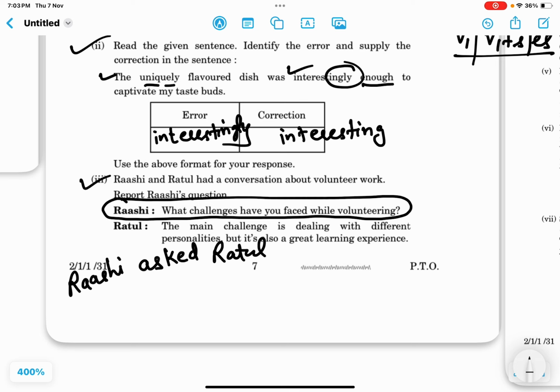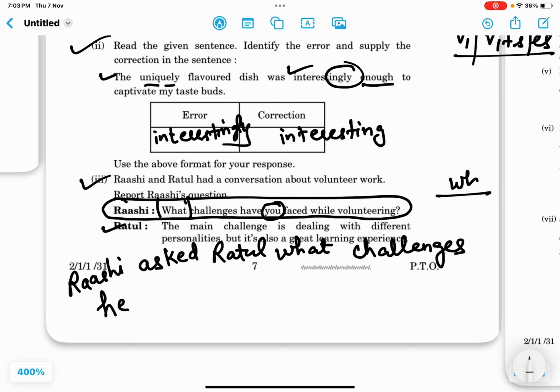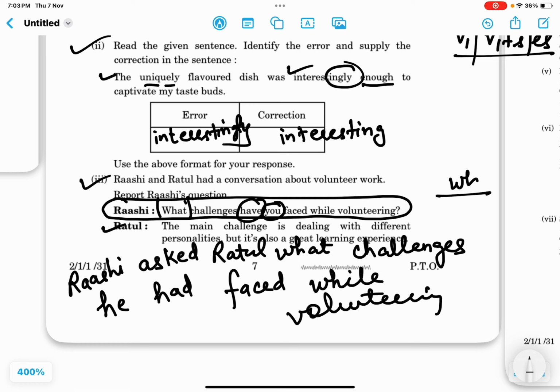Now check if we will use if or not. So the question is beginning with what, that is a WH family word. So we won't use any connector here. So we will use what as it is, then challenges, then we first change the person, you is the second person, change according to Ratul, he, then has have change into had, and the rest of the sentence will remain the same. So this will be the answer, that is Rashi asked Ratul what challenges he had faced while volunteering.